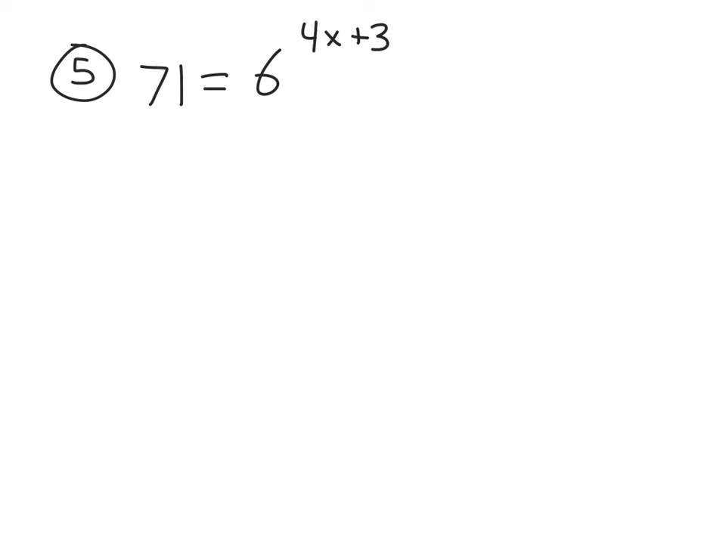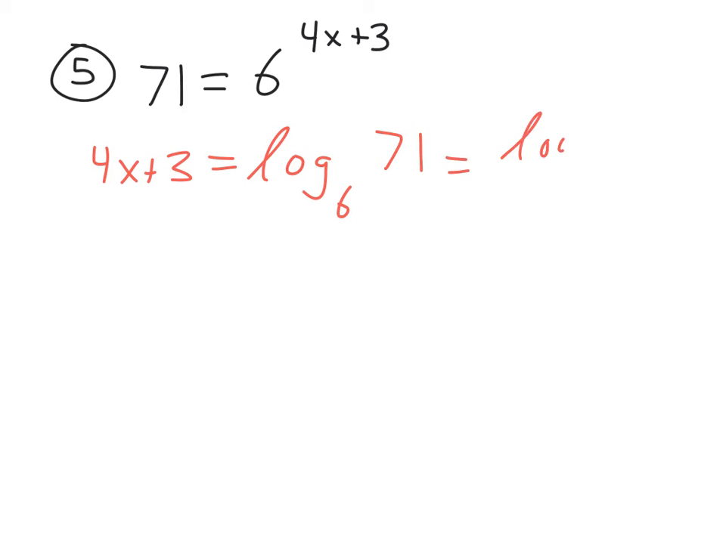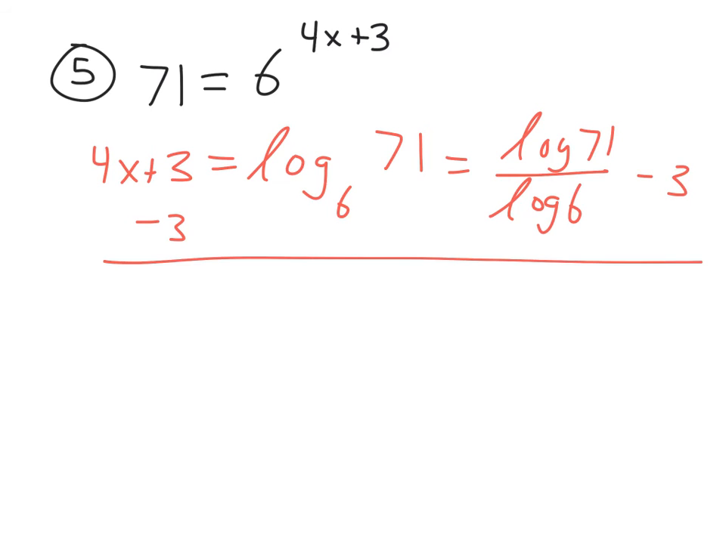So in this example, I see that I have 4x plus 3 is the exponent on 6 that gives me 71. And in a similar way to the previous examples, we're now going to do some algebra to solve. So I have my change of base rule, log of 71 divided by log of 6. Then I'm going to subtract 3 from both sides. And we'll finish off by dividing by 4.